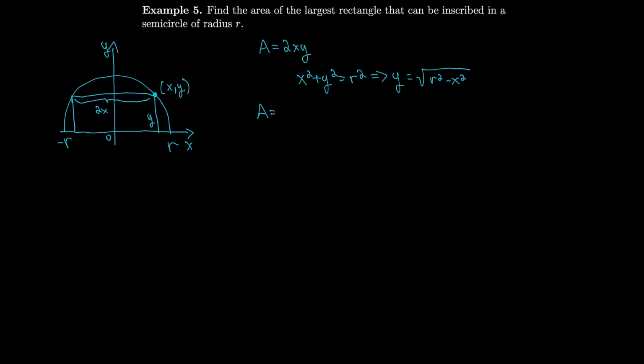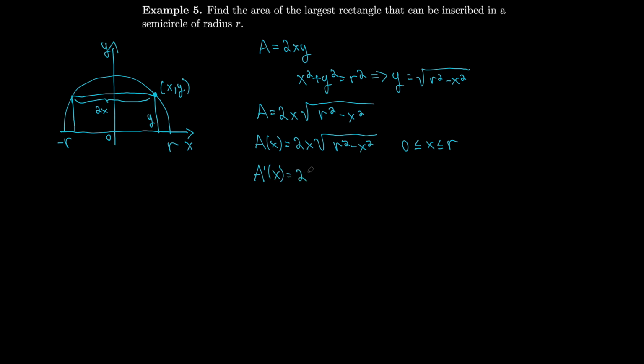This will still end up being a function of x. So we have 2x times the square root of r squared minus x squared. So as a function of x, that's 2x radical r squared minus x squared, where x goes from 0 to r. Right? Because if x is over here, it's a little bit smaller than r, it looks like. But if x goes all the way to the end with a y value of 0, then that would be equal to r.